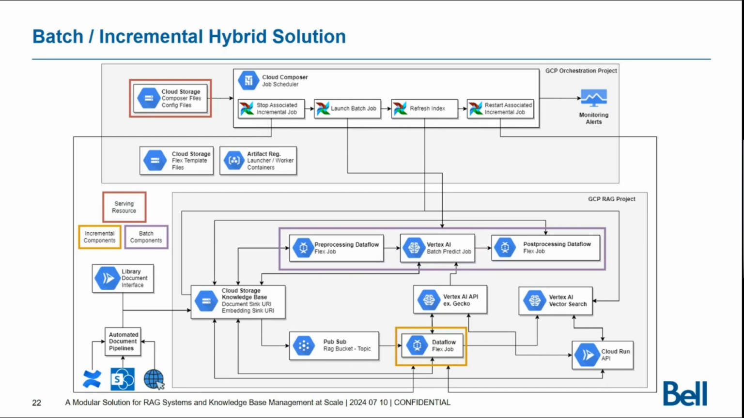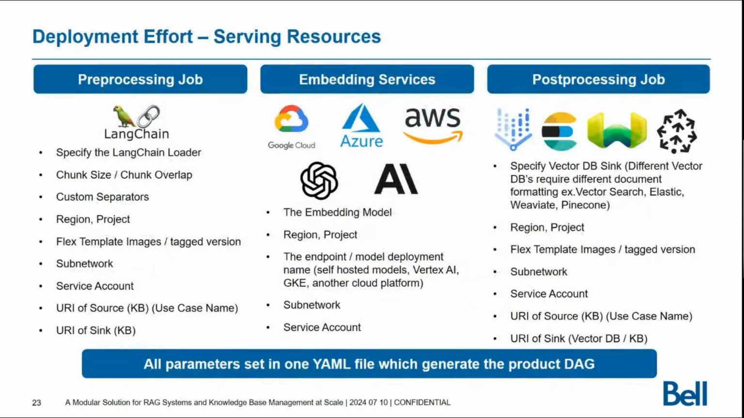So let's look at the deployment effort required to produce this architecture. Your first step is a YAML file. Each one of the components that we listed on the previous page is totally configurable. So for your pre-processing job, you can specify the loader, the chunk size, the chunk overlap, separators, your region, your product, even the version of the service we're offering, and the URI of the source and sink.